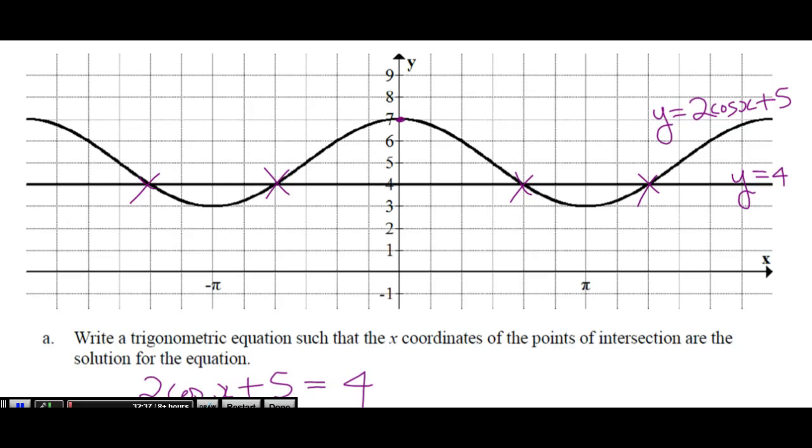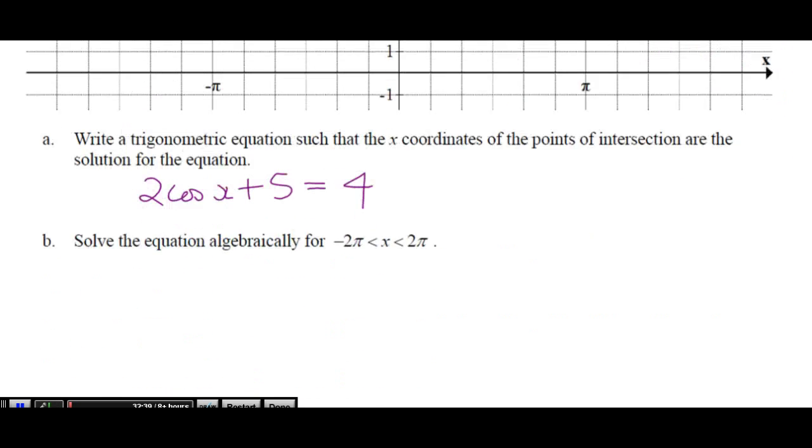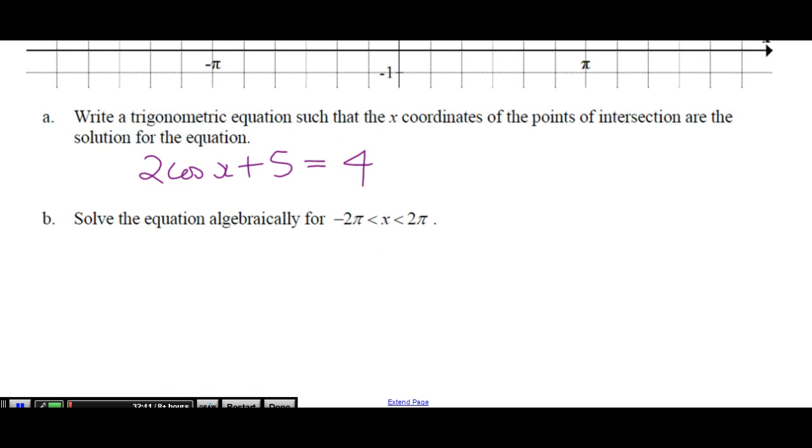Graphically you can solve, but it says algebraically. So we know the solutions, right? Now we just have to write it. So 2 cos x plus 5 is equal to 4. 2 cos x is equal to 1. Cos x is 1/2. Negative 1. Negative 1/2. It's much better.